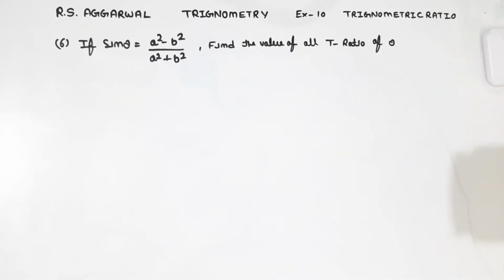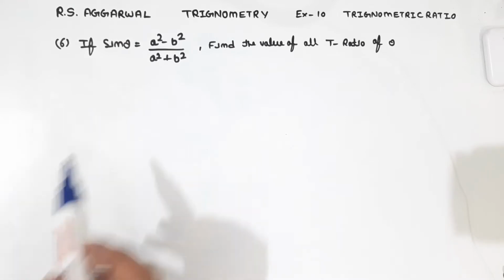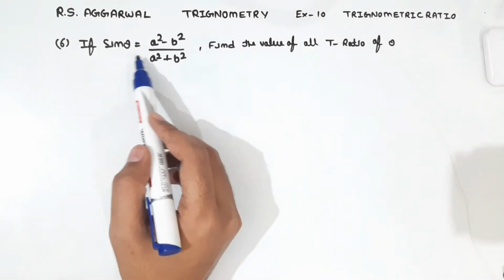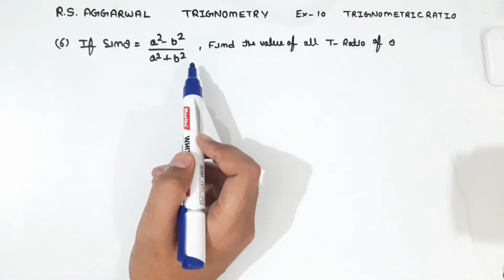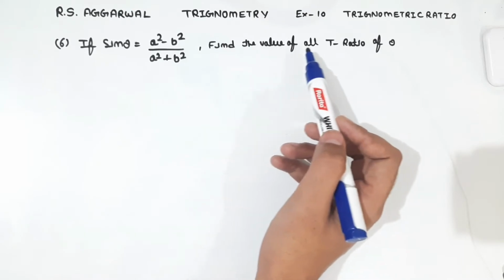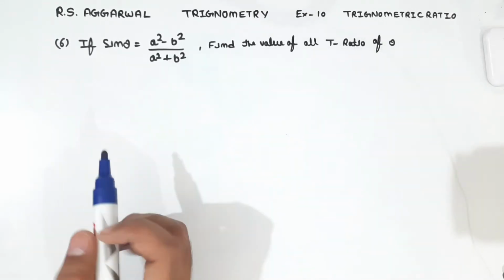R.S. Agrawal Trigonometry, exercise 10, trigonometric ratio. Question number 6. In question number 6, we have given if sine theta is equals to a square minus b square upon a square plus b square, find the value of all trigonometric ratio of theta.